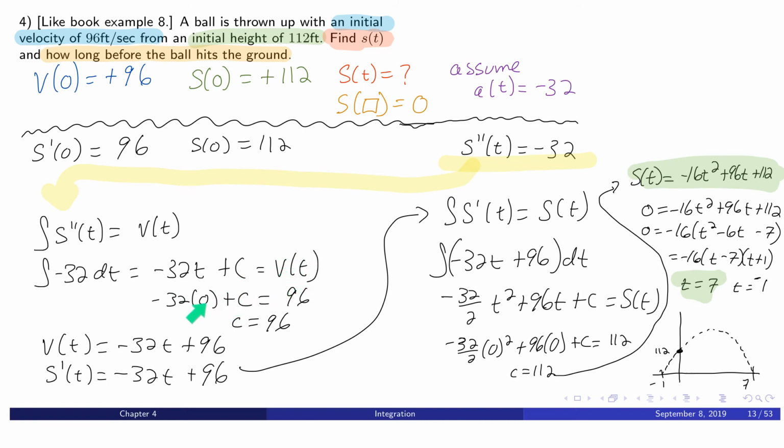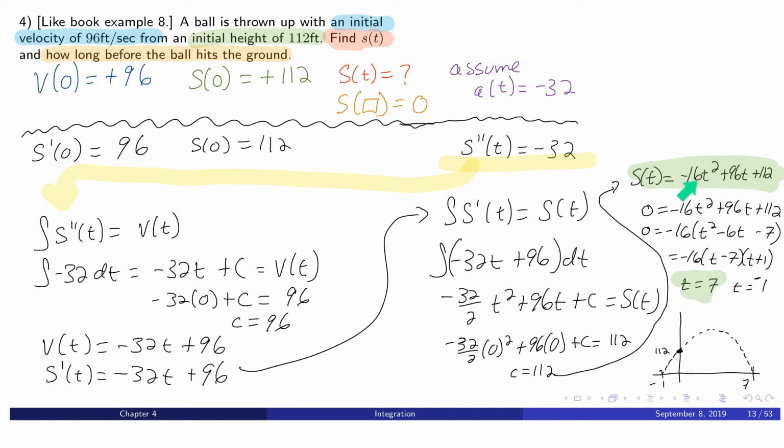I know that when time was 0, the velocity was 96. So the constant is 96. We have a velocity function. The velocity is the same thing as the first derivative of the position function. So if I undo that derivative, take the antiderivative of the first derivative, I'm going to wind up with a position function. Antiderivative, don't forget the plus c. I know that the starting point when time was 0 was 112 feet. So I plug in 112 for the position, 0 for time, get c as 112. There's my position function: negative 16t squared plus 96t plus 112.